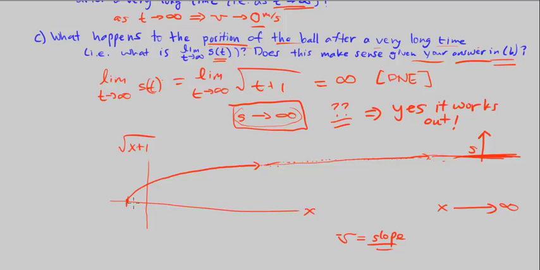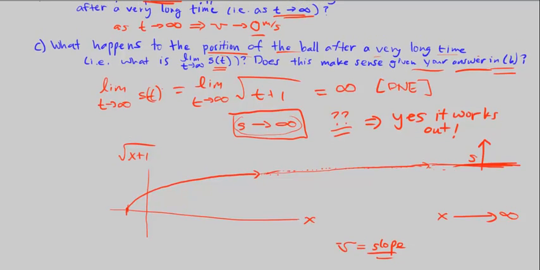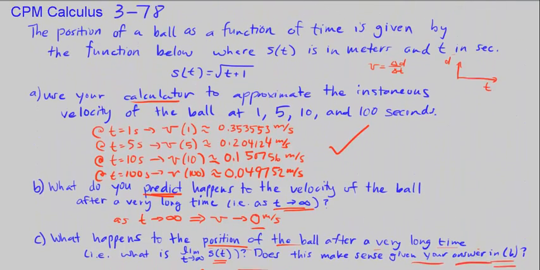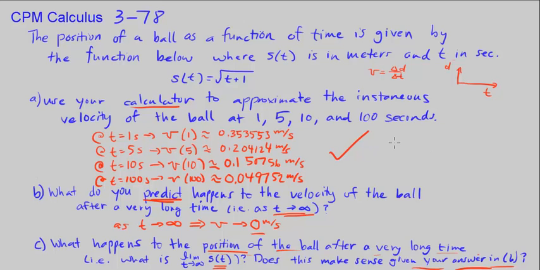You should think about it, and it should make you wonder why the velocity becomes 0, but our distance keeps growing. But then if you look at the graph, you notice that our distance is still growing, but slower and slower, and ultimately it's so slow that you can't even tell that it's growing, but it still is. The ball is going further. But the rate that it's moving, it seems like it's not moving at all. All right. So this is the end of CPM Calculus Chapter 3, number 78.